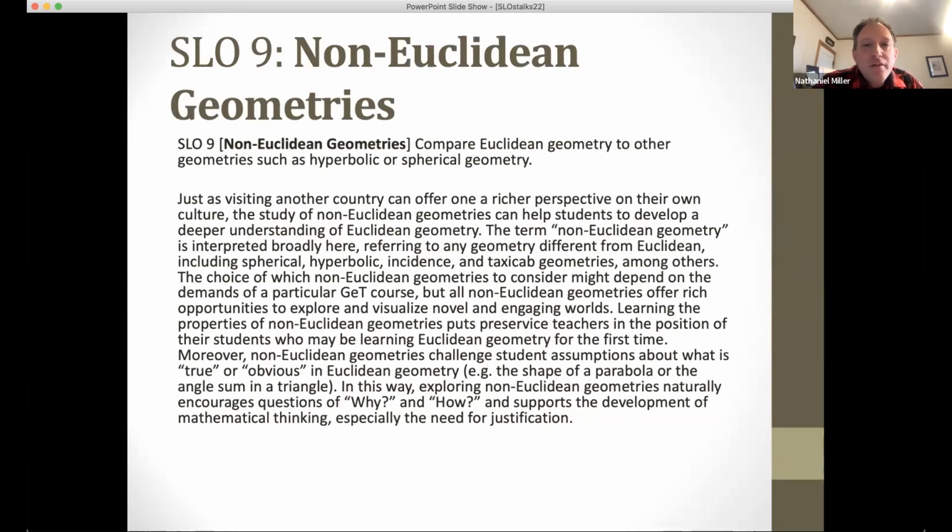Non-Euclidean geometries. We think that all these courses should expose students at least a little bit to non-Euclidean geometry, so that they can compare with what's happening in Euclidean geometry, and think about why things might be true in different places.